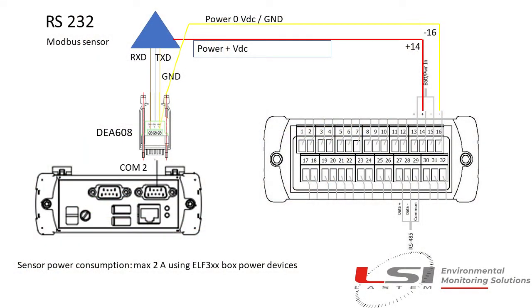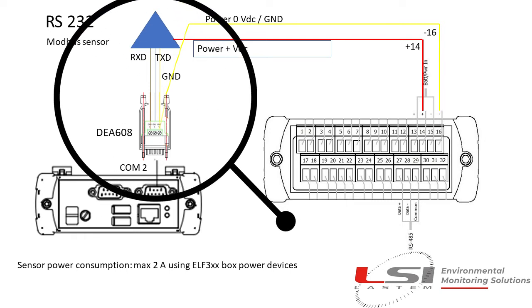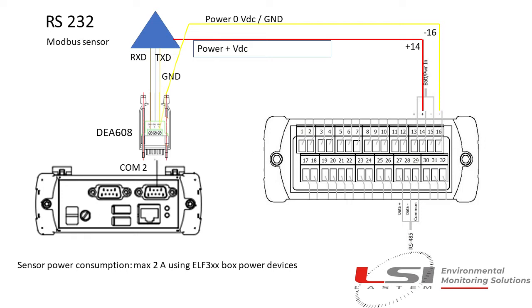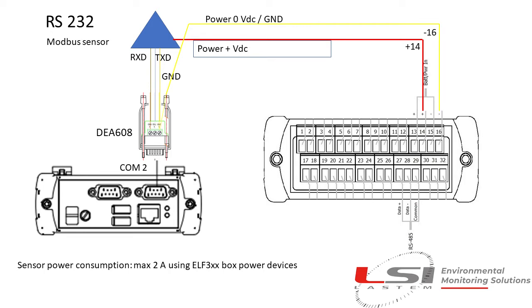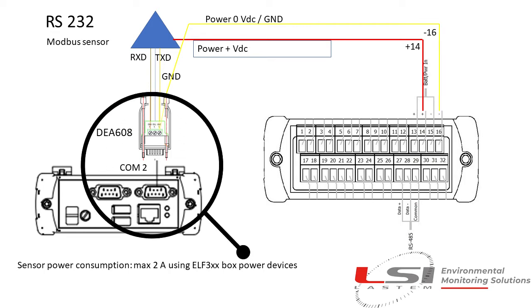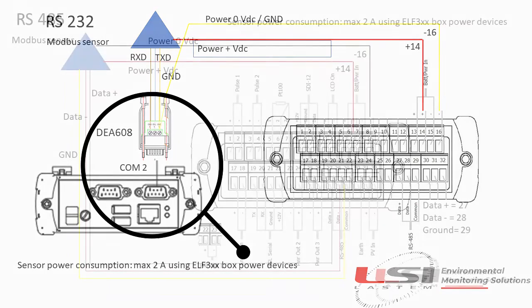In case of sensors with RS-232 output, connect the TXD, RXD and ground wires from the sensor to the DEA608 adapter. Connect the power supply cable to the terminals 14 positive and 16 negative of the alpha log terminal board. Connect the DEA608 adapter to the port number 2 of alpha log.